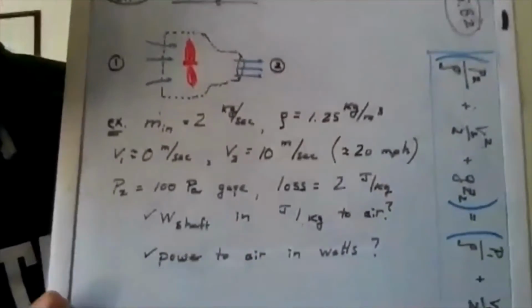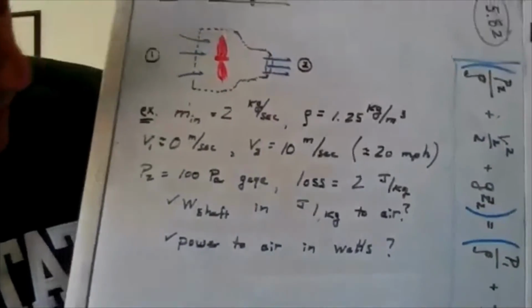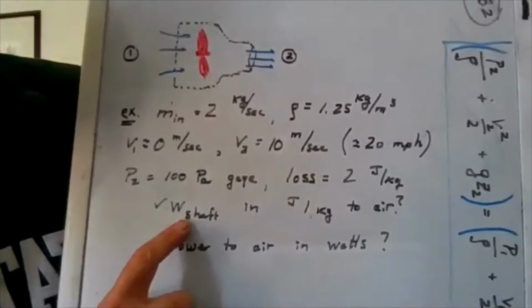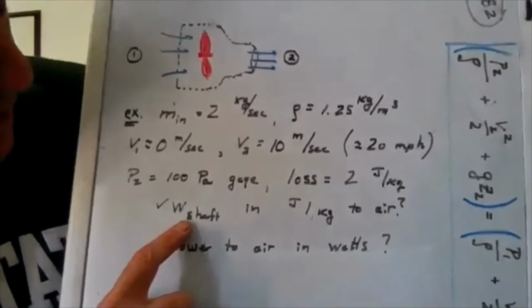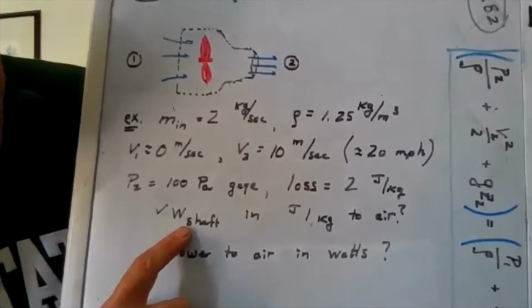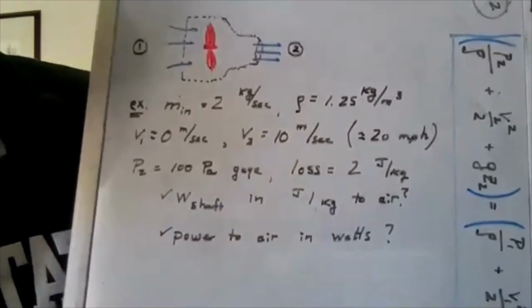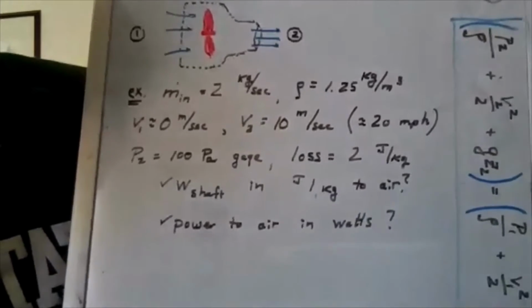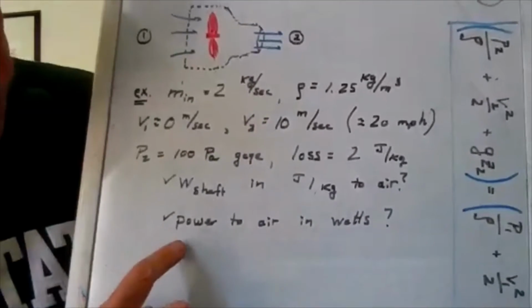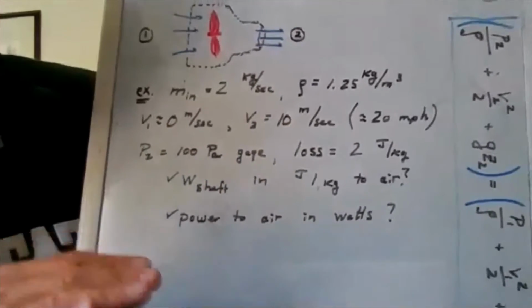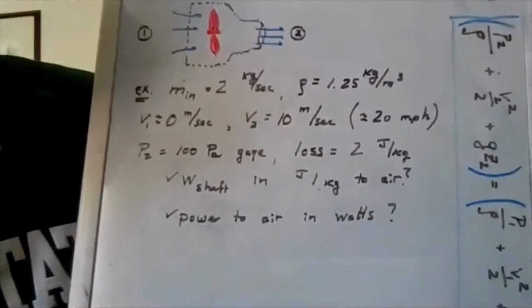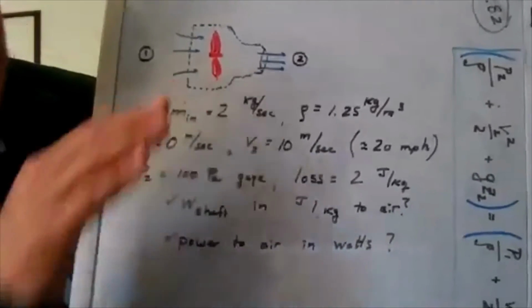So we'll do a fan, okay, and we're asked to use energy essentially to figure out, hey, how much work is the fan doing on the air in joules per kilogram? And then I'm going to ask you, if you get that answer, to think a little bit and say, hey, at what rate is energy being given to the air in watts as it moves through?